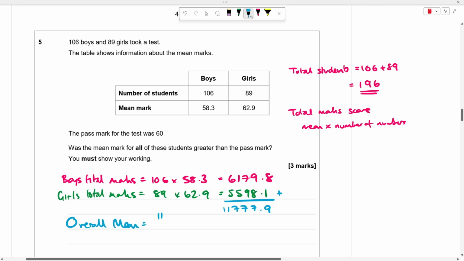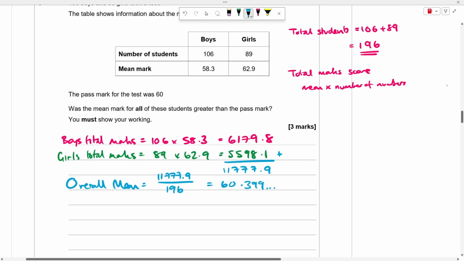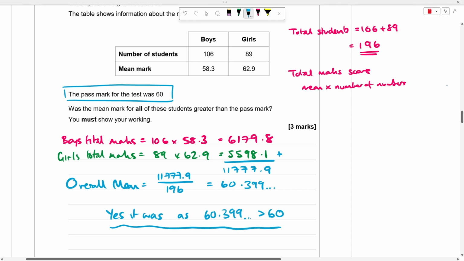So to work out the overall mean, that's going to be 11,777.9 divided by 196, and that gives me a mean score of 60.399. Now from this, all that's left for me to do is compare that to the pass mark of 60. So the question is asking, was the mean mark of all the students greater than the pass mark? Yes, it was. And again, in terms of the evidence, 60.399 is greater than 60. And there we go for that one.